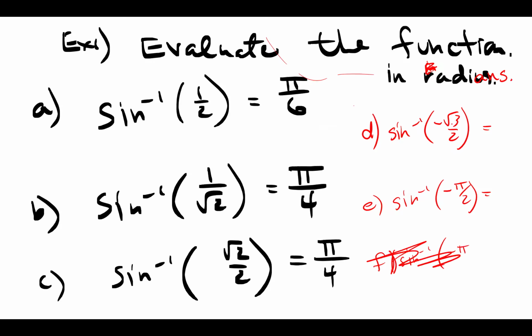All right, sine inverse of negative √3/2. Negative pi/3. Here we go with the negative pi/3. Right, it is going the negative way into quadrant 4.